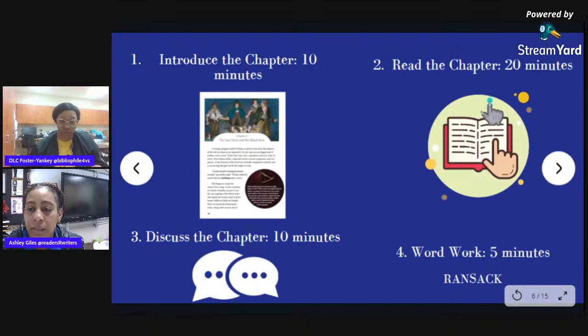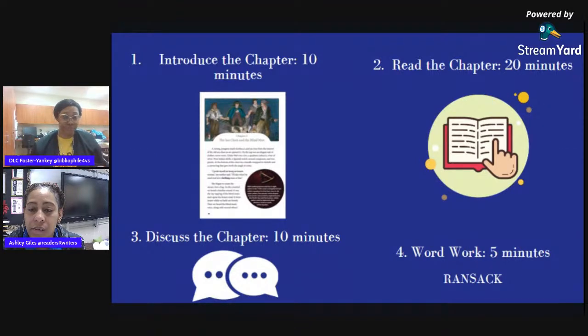So let's talk through the reading component of Lesson 2. For number 1, introduce the chapter, for 10 minutes, the teacher will introduce students to Chapter 2, The Sea Chest and the Blind Man. They'll follow their same routine of using the table of contents to locate the chapter and preview the vocabulary words. Like we talked about in Lesson 1, they may want to spend most of their emphasis on those Tier 2 vocabulary words. In this lesson, those are ensue, impending, stun, bulk, and ransack.